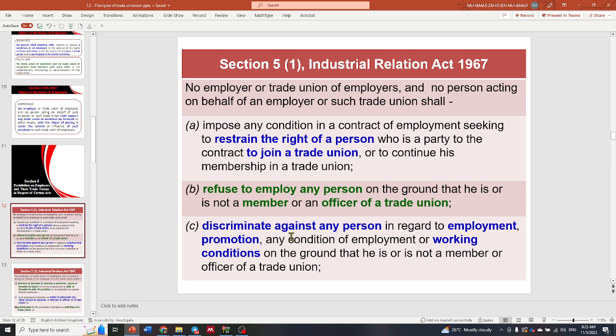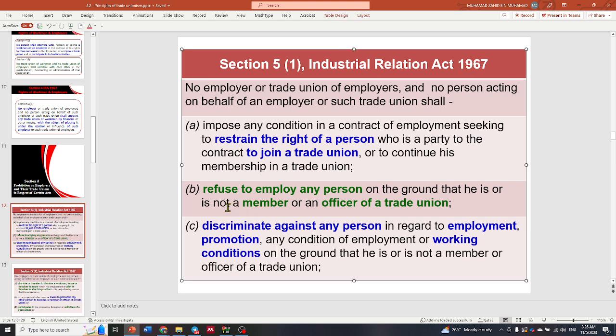Tidak dibenarkan juga untuk meletakkan sebarang syarat dalam contract of employment yang boleh menghalang pekerja boleh join trade union ataupun meneruskan membership di dalam trade union tersebut. Yang kedua, menghalang niat untuk mengambil mana-mana pekerja yang merupakan member ataupun bukan member of this trade union. And 3, discriminate against any person in regard to employment, promotion or any condition of employment or working conditions sebab dia join trade union ataupun tidak join trade union, tidak dibenarkan.